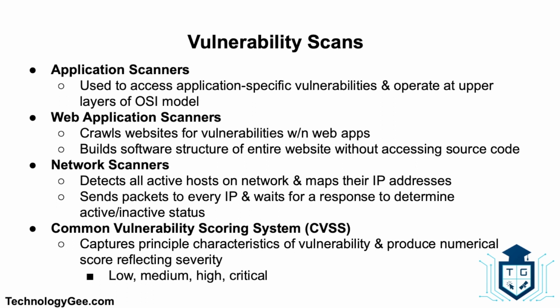And then you have the Common Vulnerability Scoring System, or the CVSS, and this is an industry standard used to capture the principal characteristics of a vulnerability and produce a numerical score reflecting its severity. The numerical score can then be translated into a qualitative representation such as low, medium, high, and critical to help organizations properly assess and prioritize their vulnerability management processes.